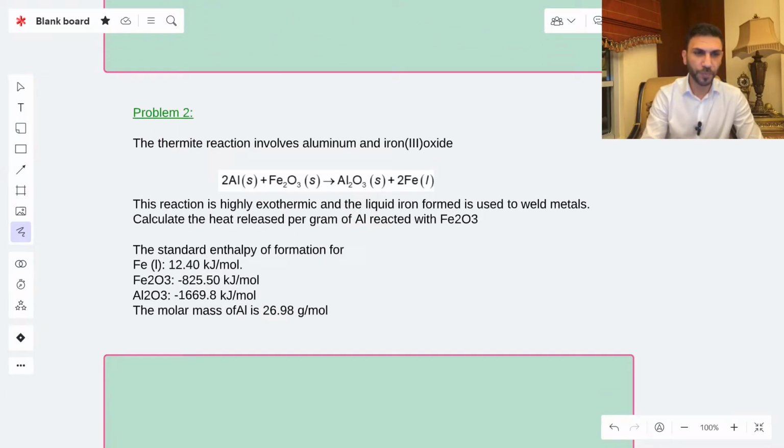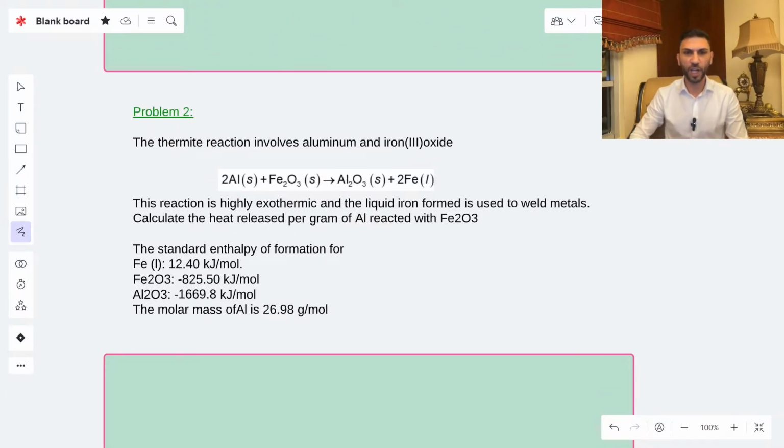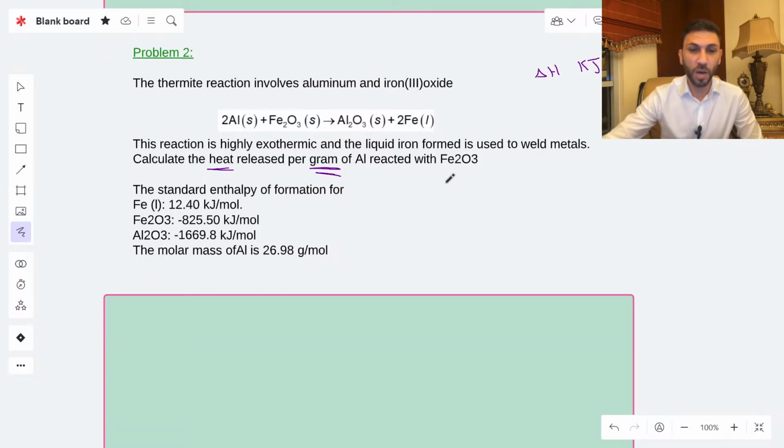Problem number 2. The thermite reaction involves aluminum and iron(III) oxide, and this is the desired reaction which is given. This reaction is highly exothermic, and the liquid iron formed is used to weld metals. Calculate the heat released per gram. We all know that whenever we talk about delta H, it's kilojoule or joule per mole. In this case, they need it per gram, so they make it a little bit more complicated, of Al reacted with the Fe2O3.